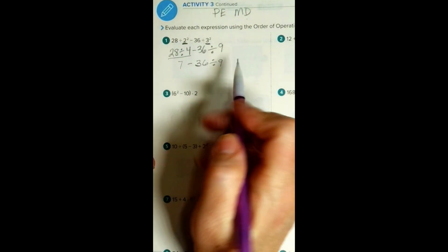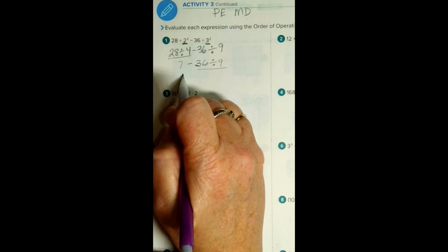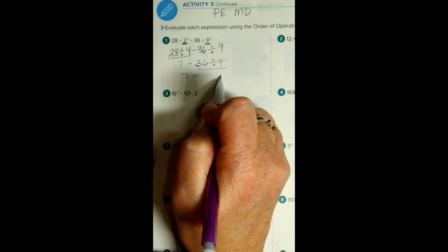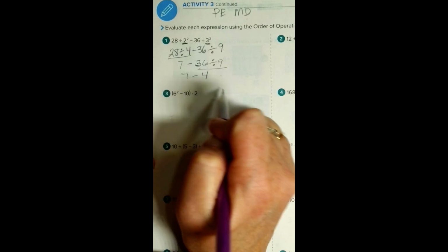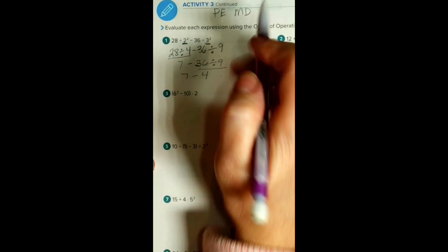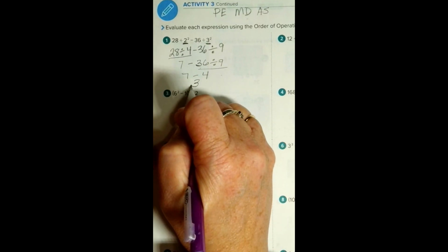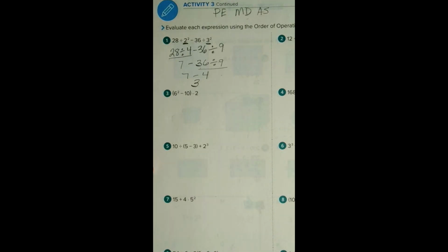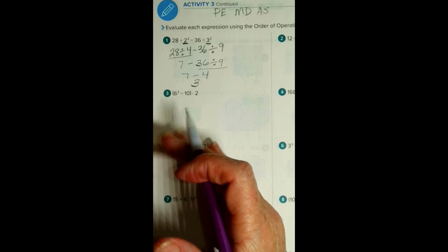I still have division left, so that's here. So 7 minus 36 divided by 9 is 4. I'm done with multiplication and division. Now I can do addition or subtraction. 7 minus 4 is 3. I'm going to be pretty picky about how you do this. I'm going to want you to show your work each step of the way until you get really good at these.